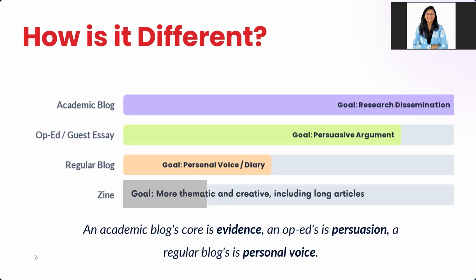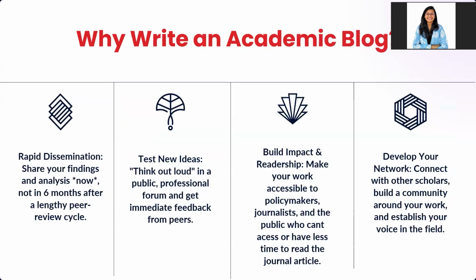Basically, an academic blog is more related to the core of the evidence. This is a similarity with the journal article, which I'll show you in the next slide. But why would you write an academic blog when you have so many avenues already? You could write an op-ed, or a personal blog on WordPress or Substack where your journey is being translated, or you have a place called Zine where you could send an article related to your work. What does an academic blog give you?